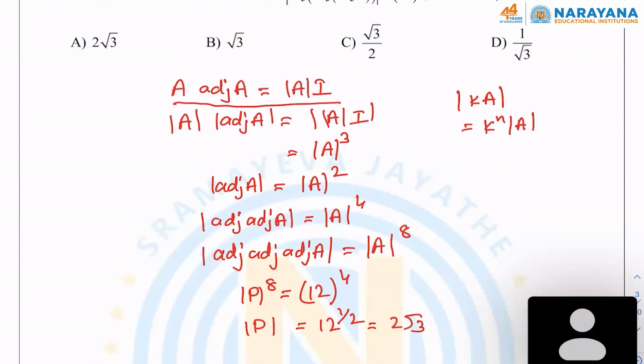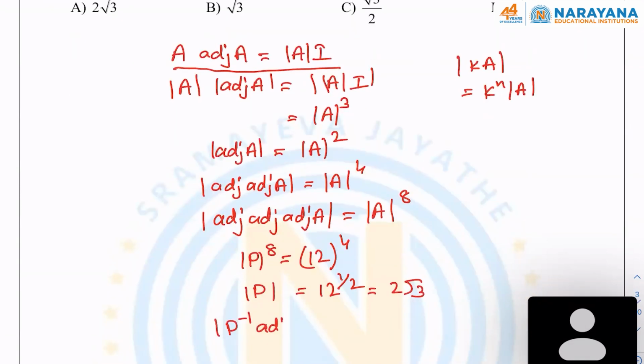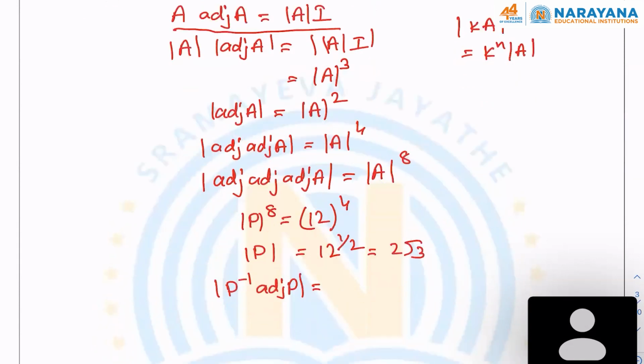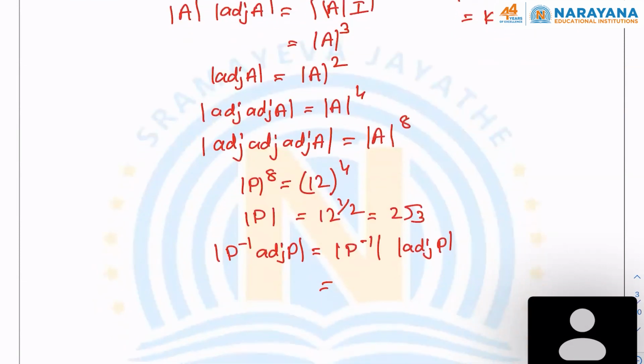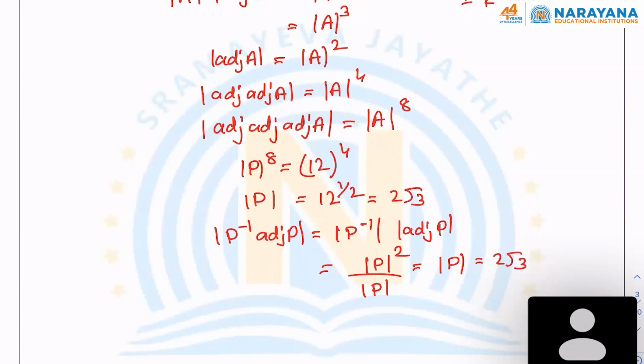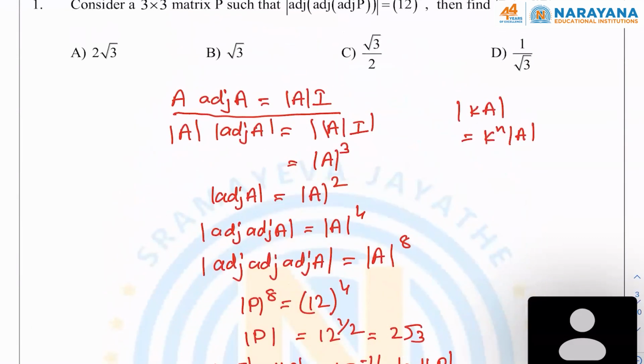Here they're asking the det of P inverse into adjoint P. So it is equal to det of P inverse into det of adjoint P. So det of P inverse is 1 by det P. Det of adjoint P is det of P whole square. So here this value is equal to det P. Det P we already found out, it is 2 root 3. So det of P inverse adjoint P is equal to 2 root 3. So option A is correct.